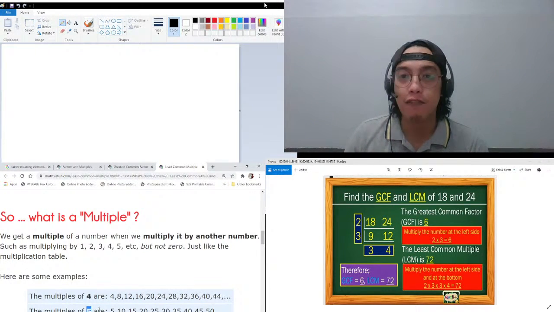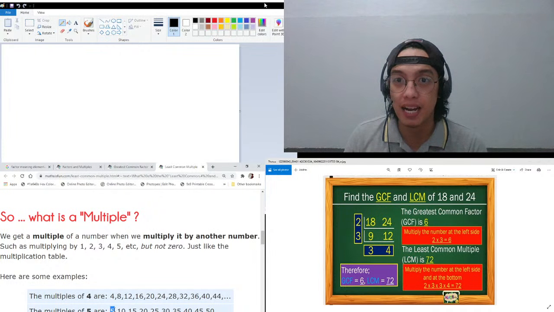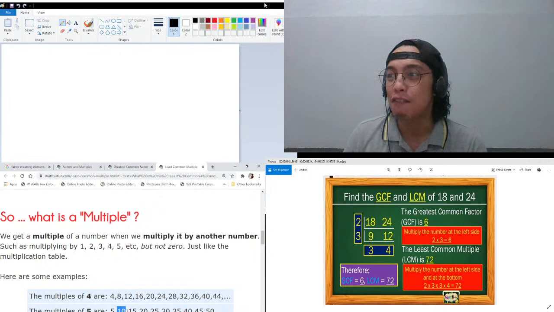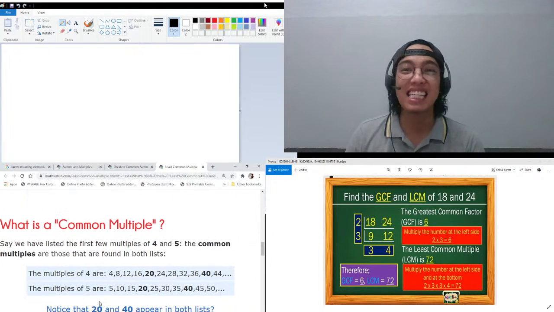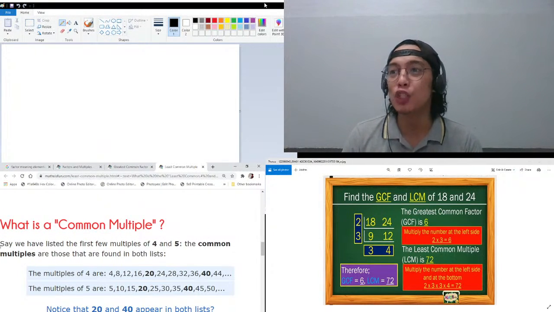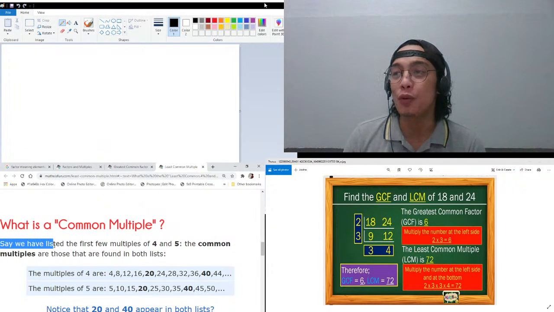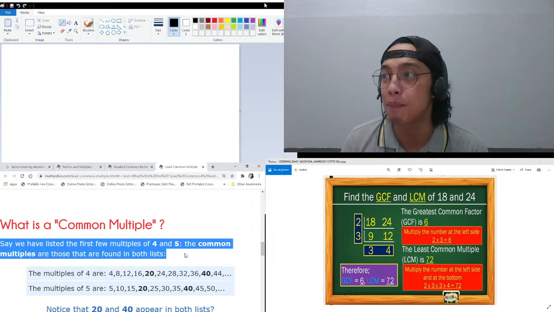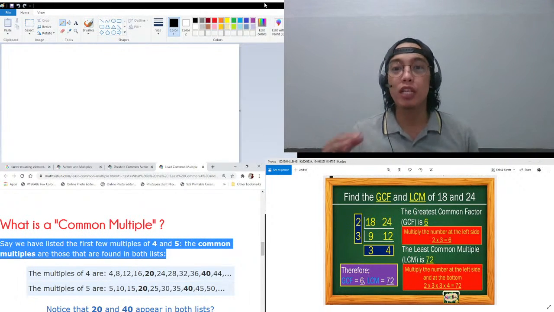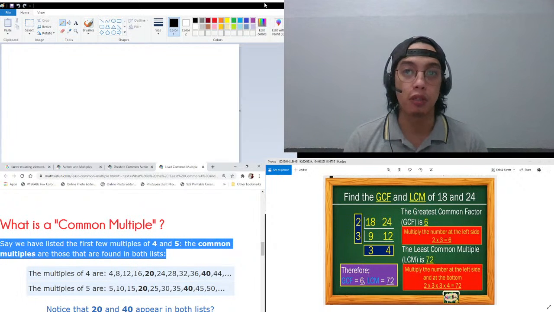So, 5. 5 times 1 is 5. 5 times 2 is 10. 5 times 3 is 15. 5 times 4 is 20. 5 times 5 is 25, and so on. Okay? So, what then is a common multiple? When we have listed the first few multiples of 4 and 5, the common multiples are those found in both lists. So, unsay common nila? Ang pareho nila na multiple.